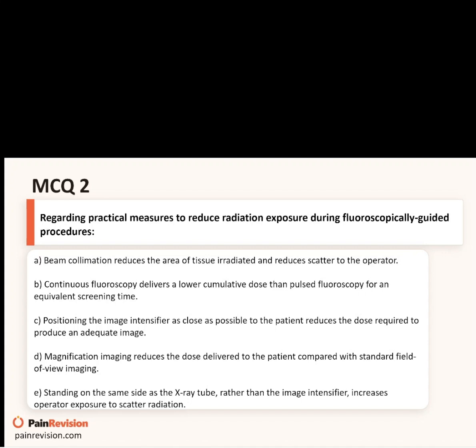All right, I've got the second question here. Have a look at the question and the answers. This is a multiple true-false question. Pause the video, have a think about it, and then I'll bring the answers in a moment.